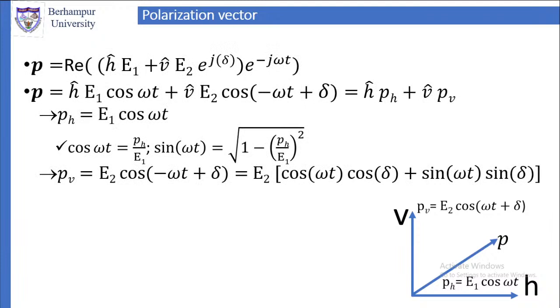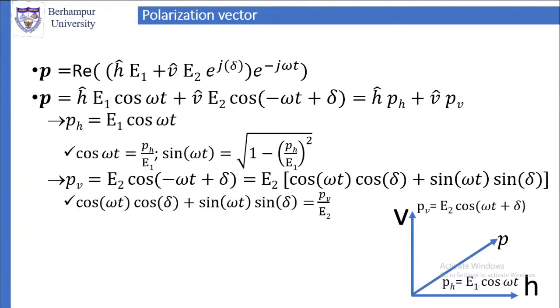Now let us write what PV is. PV is equal to E2 cos of minus omega t plus delta. As you know, cos of A minus B will be of the form cos A cos B plus sin A sin B. So use that formula. That gives us PV is equal to E2 into cos omega t into cos delta plus sin omega t into sin delta.